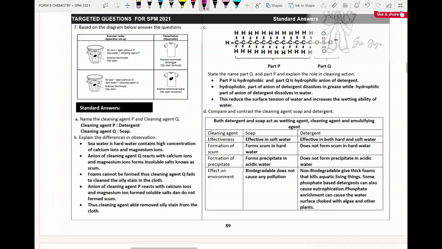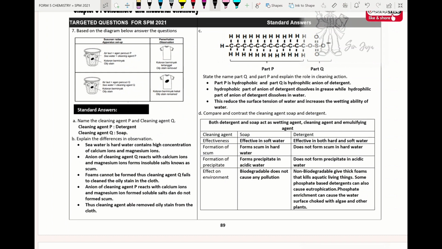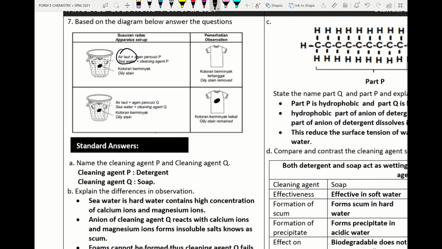All right, check the question here. We move on to the next question. Please check here. The sea water. Please remember, sea water is hard water. Hard water contains calcium ion and magnesium ion.